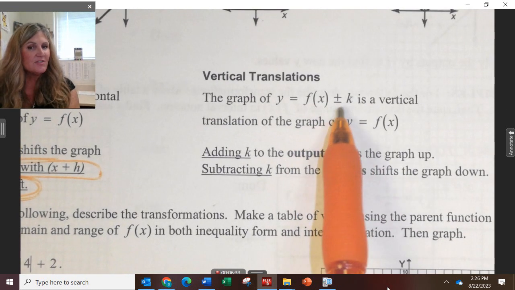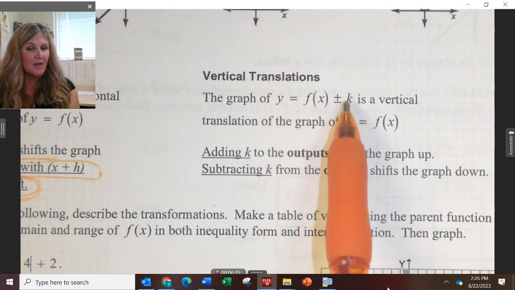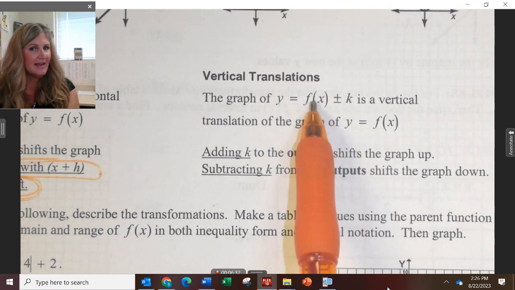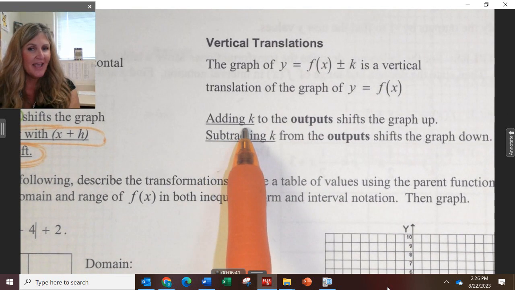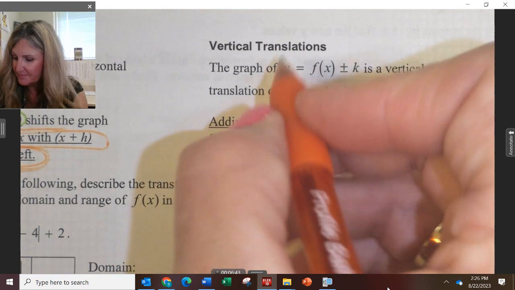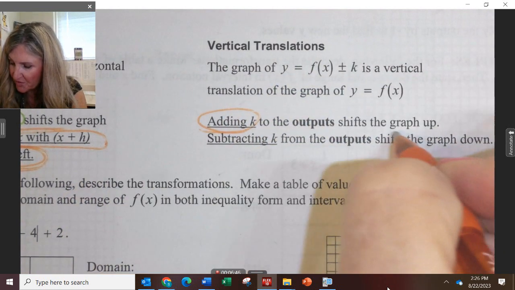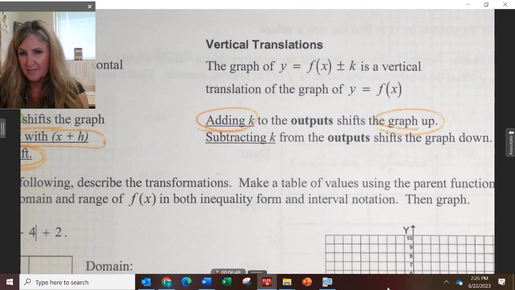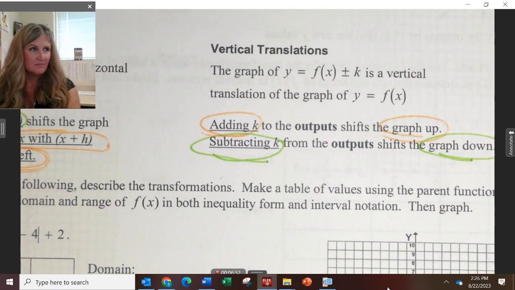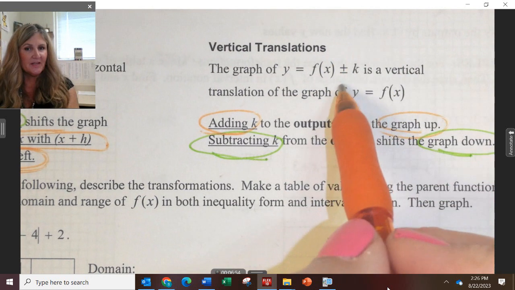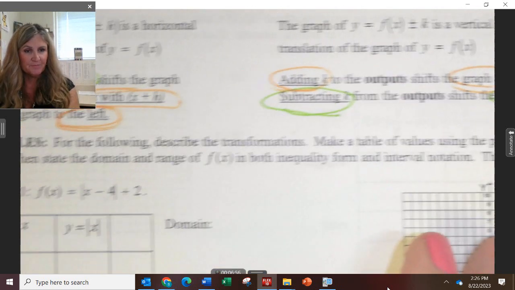When it's on the outside, if we have a k value on the outside of the function, not inside the parentheses, but on the outside, when we add k, it takes us up. So plus k takes us up, and subtracting k takes us down. Okay? So that's a little bit easier. It does what you would think it would do.